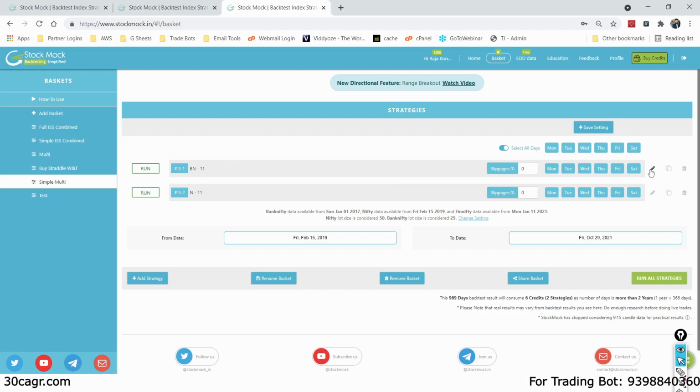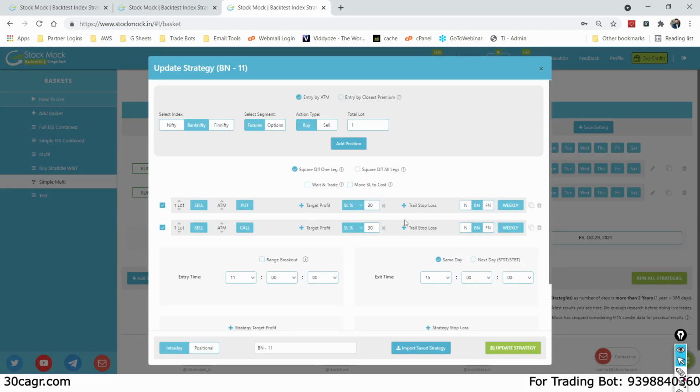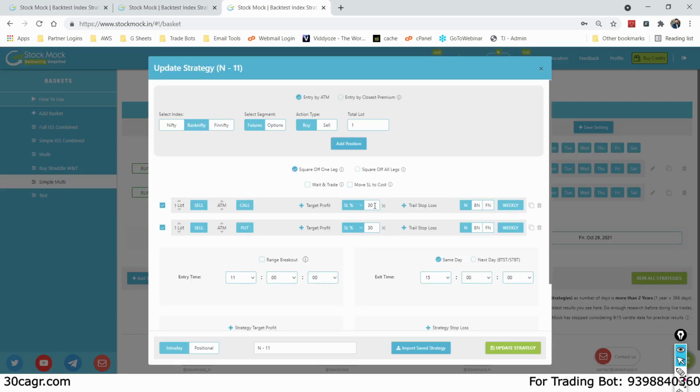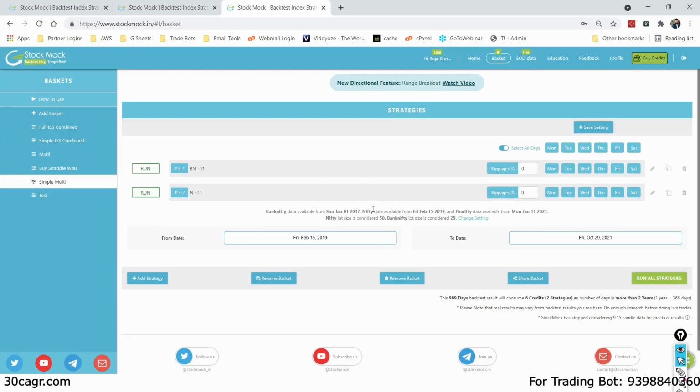It's a very simple strategy. Again, Bank Nifty 30%, 30%, and 11 o'clock is the entry. 15 or 3 p.m. is the exit. Likewise, Nifty also 30% is the stop loss, 11 o'clock is the entry, and 3 o'clock is the exit. Now, the main purpose of having multiple strategies is generally to diversify your fund. Instead of putting everything in one strategy, it's better if you put in multiple strategies. All right. Now, let me run this strategy.